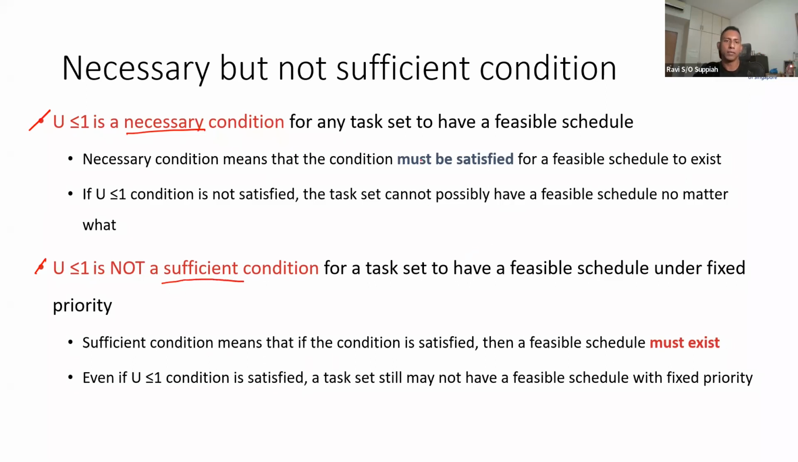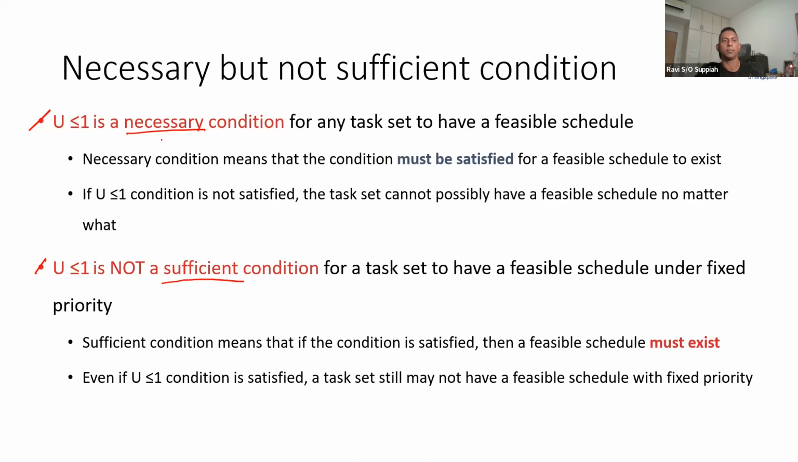Okay, so there is a difference here, so you must be careful of the terms that we use. So what is necessary, what is sufficient? Sufficient means it is enough. When you say it is enough, it means once I satisfy the criteria, I can guarantee that I am able to schedule all the tasks within the deadline. But what the theory says is U less than or equal to 1 is necessary.